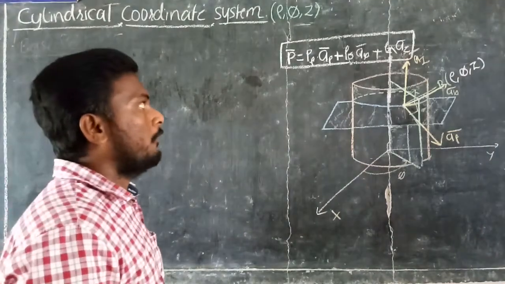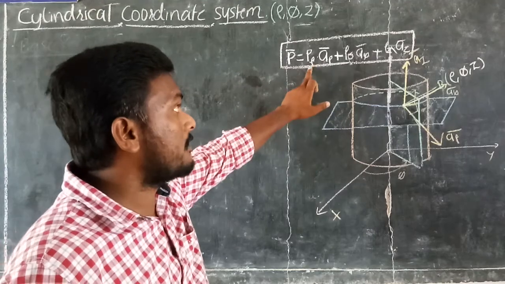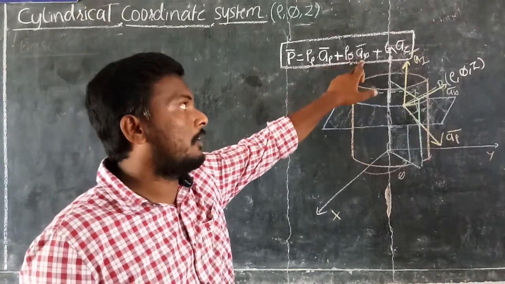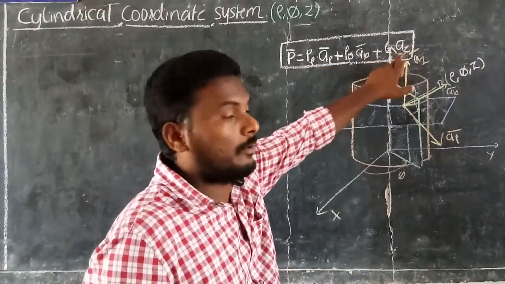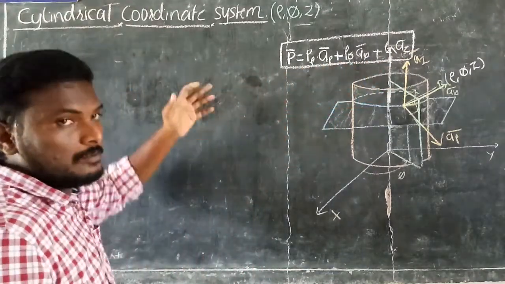Similarly, we wrote position vectors in Cartesian coordinate system like x into ax bar plus y into ay bar plus z into az bar. Why? Because x comma y comma z are the axes.